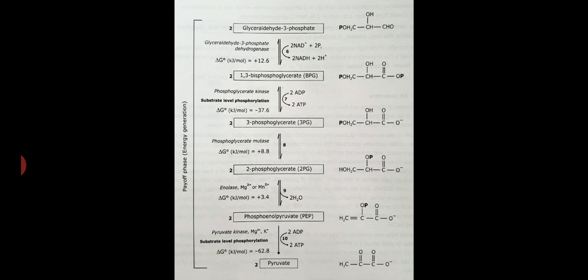In the ninth step, removal of a water molecule from 2-phosphoglycerate takes place, and this results in the formation of a high energy enol phosphate linkage. This reaction is catalyzed by the enzyme enolase.